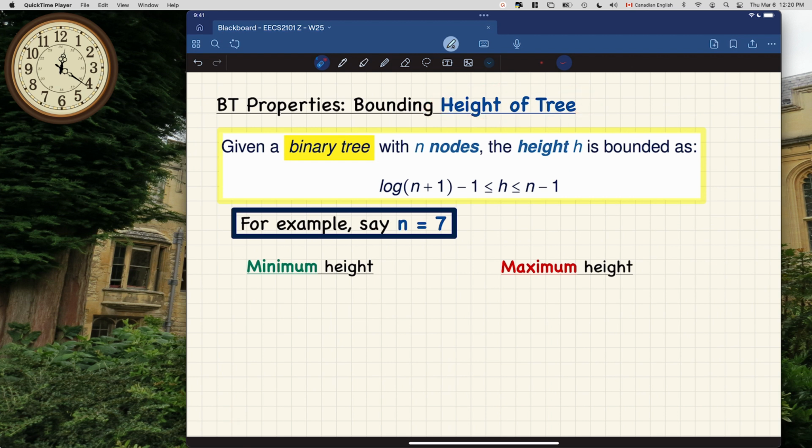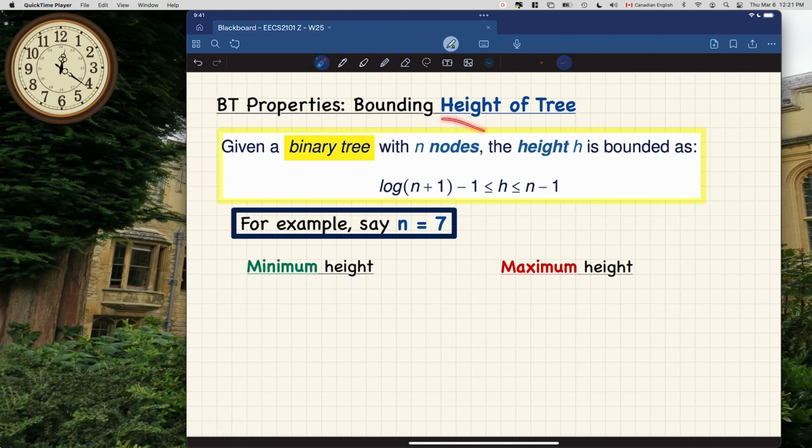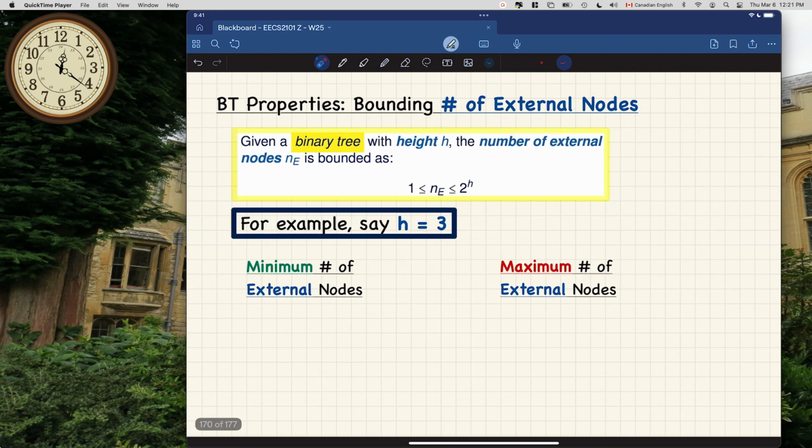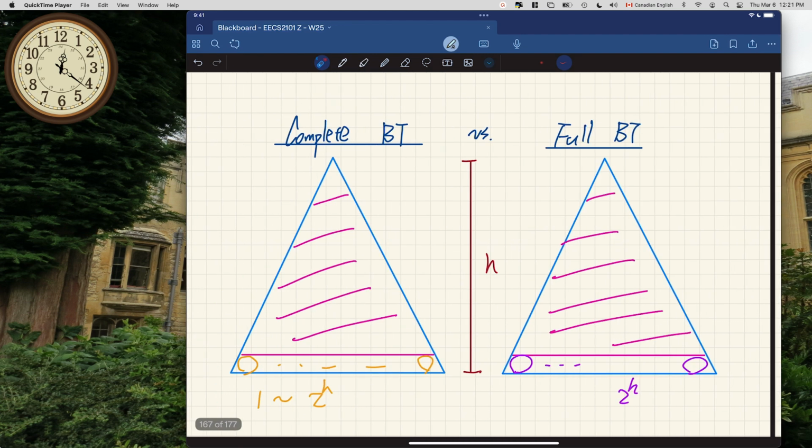And this usually has a very direct impact on the algorithm efficiency of your tree, because you may have to go all the way down to the bottom. So what exactly the height of the tree is, is very influential. So we're going to bound the number of nodes, we're going to bound the height of the tree, and also we're going to bound the number of external nodes. What will be the minimum and maximum number of nodes without any children? And also we're going to bound the number of internal nodes as well. All right? These are the four we're going to do first.